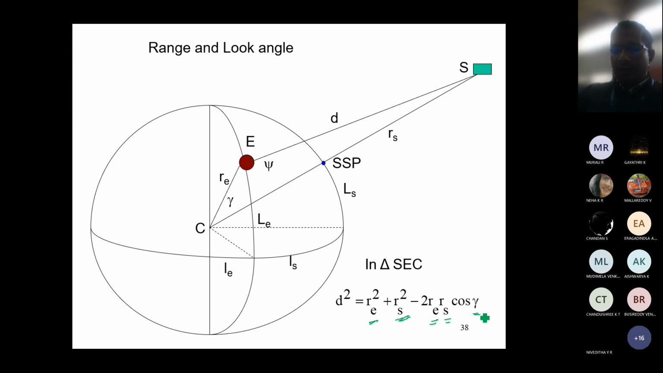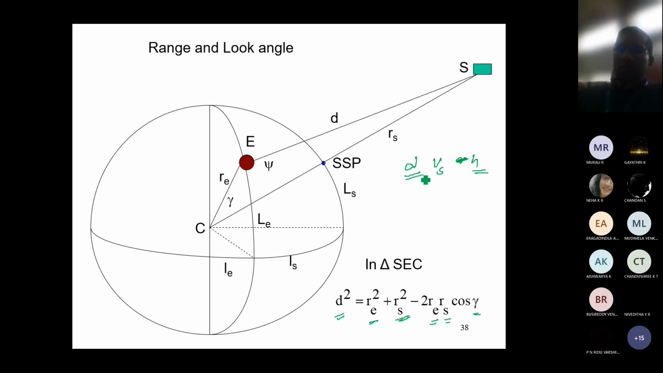So once we can find out the value of gamma, then we can find out the distance between the Earth's surface and the satellite. So this distance, or the range of the satellite, can be obtained. So do not be confused between d and RS. Not RS, h. The distance between the sub-satellite point and the satellite, that is your h, or that is called the orbital height. So d is different.